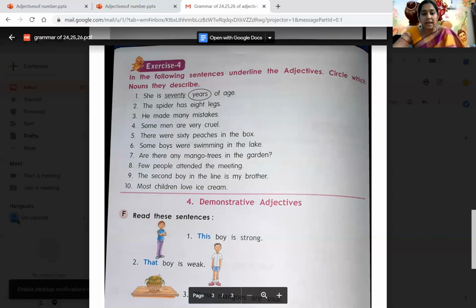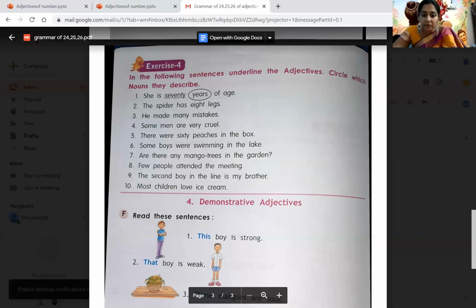The spider has 8 legs. So here how many legs? 8 legs. Legs is the noun that is being described, and 8 is the adjective of number. He made many mistakes. So here many mistakes, you can count the number of mistakes he has made. Many is the word you have to mark, and mistakes you have to underline. Some men are very cruel. Some men. So I underline that some and men is to be circled.